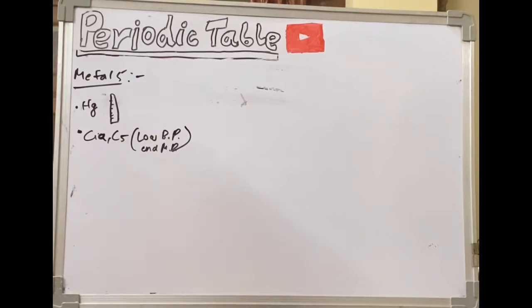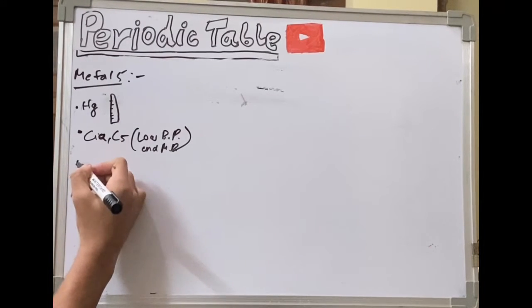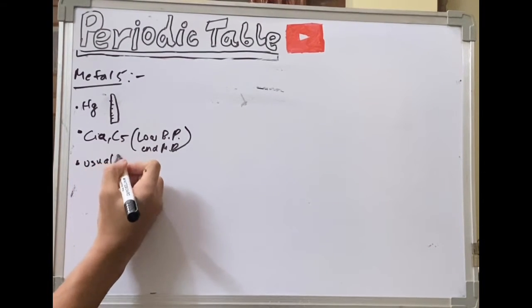Now we'll have a look at how good they are as conductors of heat and electricity. Usually all are good conductors of heat and electricity, and there's no need to learn the exceptions over here. They are malleable. That means they can be flattened into thin sheets. They are malleable usually.